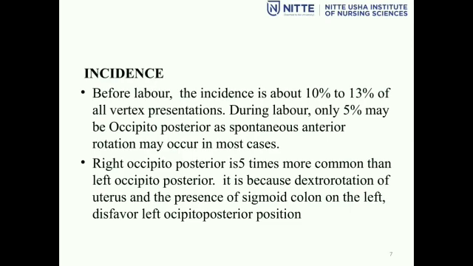Now we will move on to see what is the incidence of occipitoposterior. As I mentioned earlier, it's about 10 to 13% of all vertex presentations. Most of the time during labor, there will be a spontaneous anterior rotation. ROP is more common than LOP because on the left side, the sigmoid colon and dextrorotation of the uterus prevent the fetus from taking a left occipitoposterior.